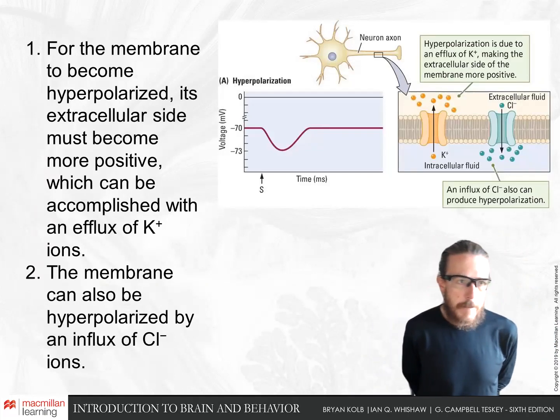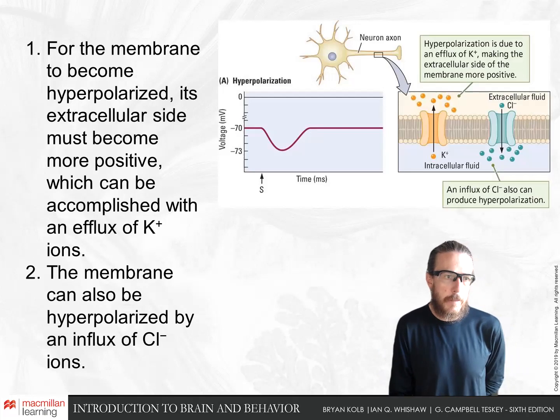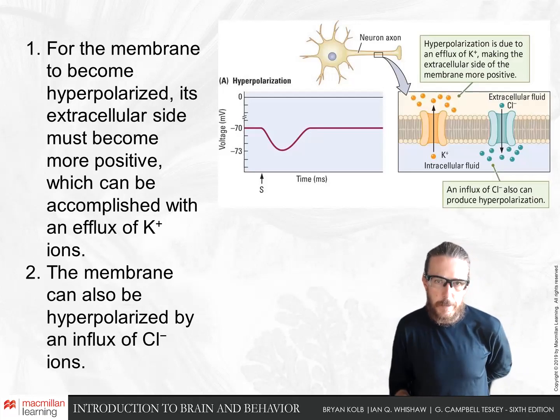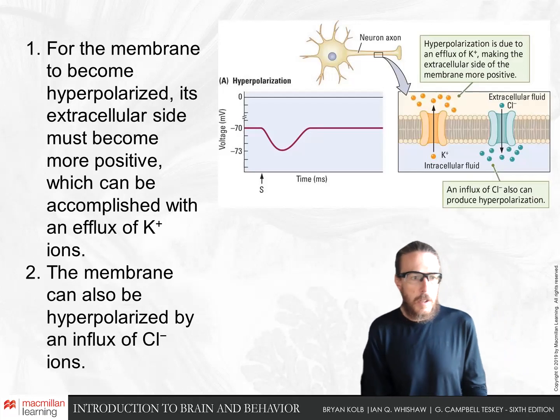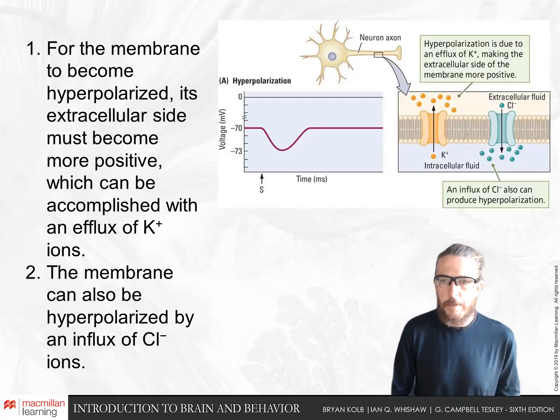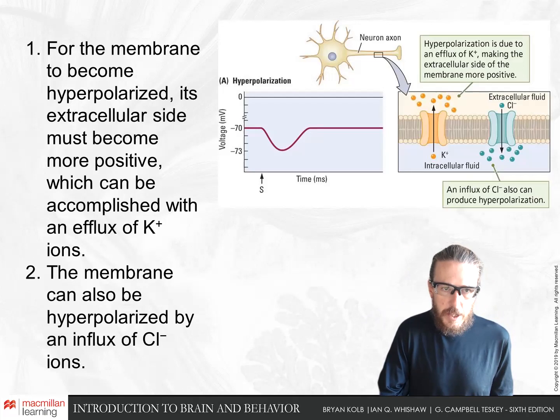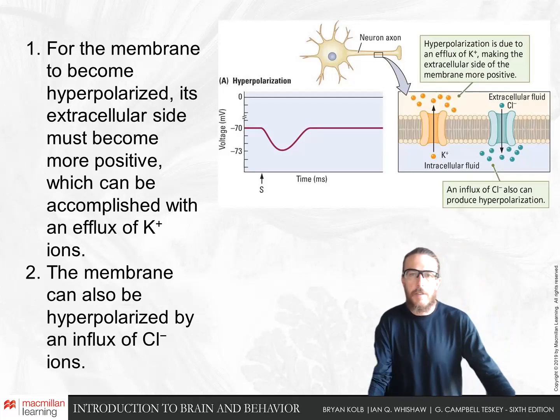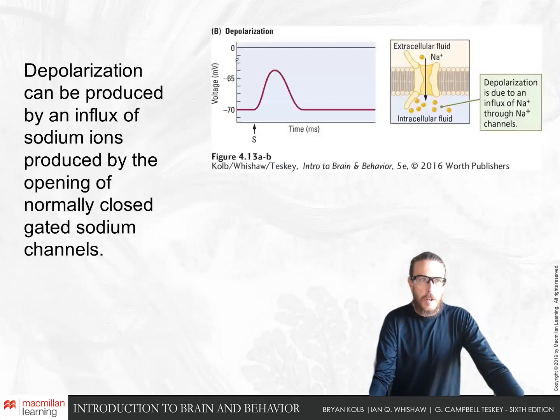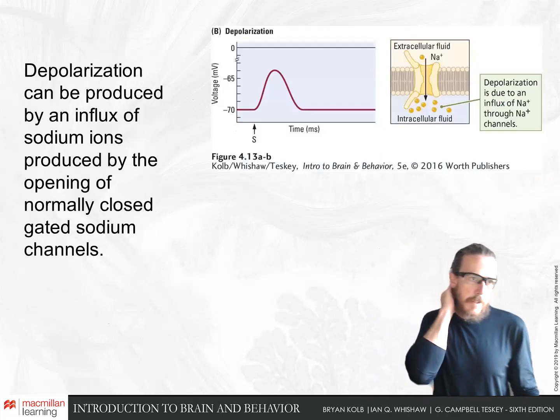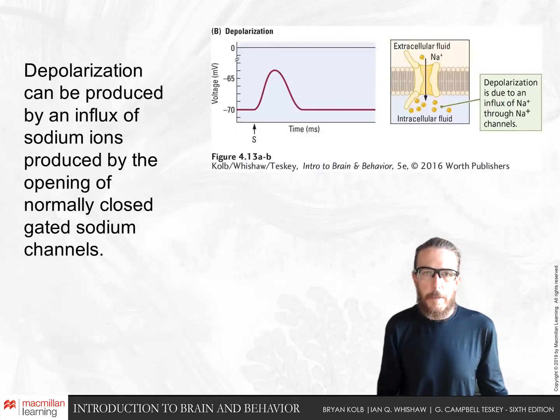So for the membrane to become hyperpolarized, the outside of the cell must become more positive, which can happen if potassium leaves the cell, or it could become hyperpolarized by chloride coming into the cell. And when it becomes hyperpolarized, it's going to be less likely to transmit information onto the next neurons, as we'll see. Conversely, depolarization occurs when the sodium gates open up and these positive sodium ions rush into the cell, creating an increase in positivity towards 0 from -70.